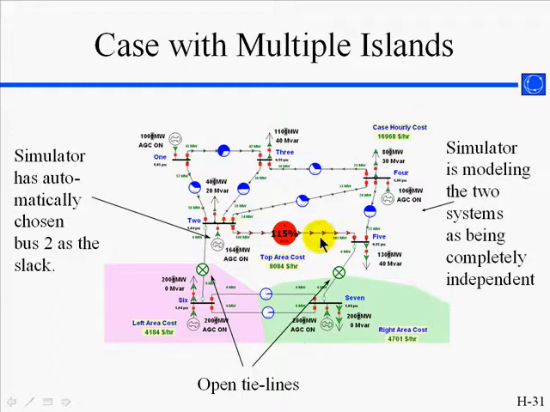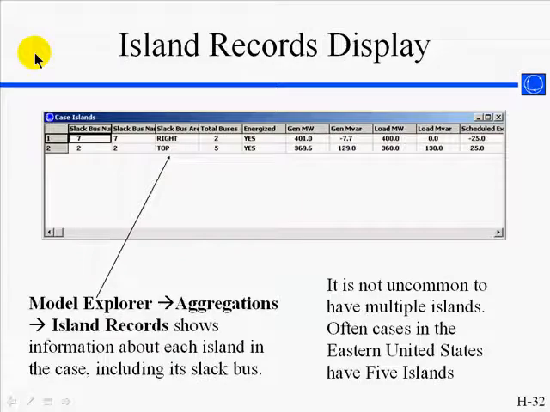And with multiple islands, the 2 systems are modeled independently of one another. The generator at bus 2 becomes the new slack generator for the top island. And the island's record display inside the Model Explorer shows the 2 islands.